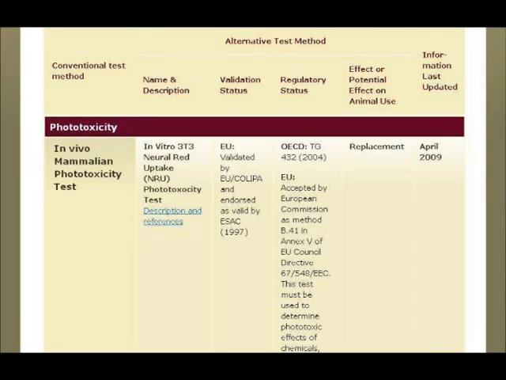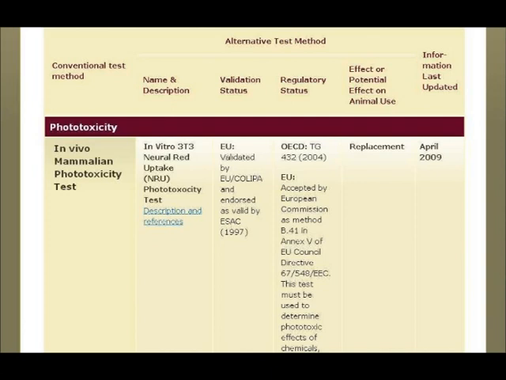So just 3 more slides to go, and they're all from the Canadian Council on Animal Care. In this slide we can see the conventional test method in the left hand column, in vivo mammalian phototoxicity test. However, I have no idea what the test actually is, because it doesn't seem to have an OECD test guidance number. Anyway, let's have a look.